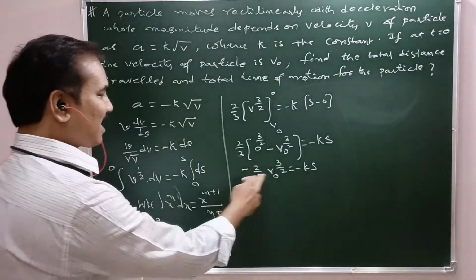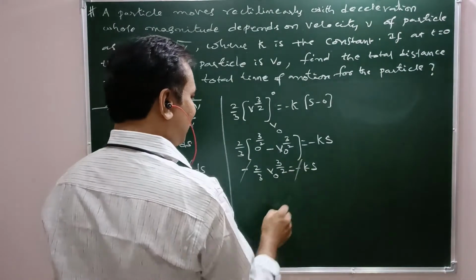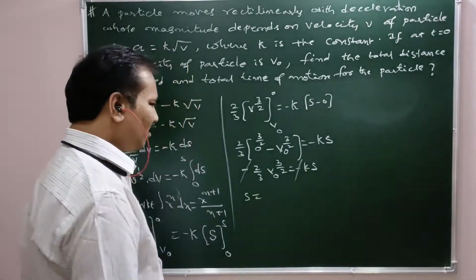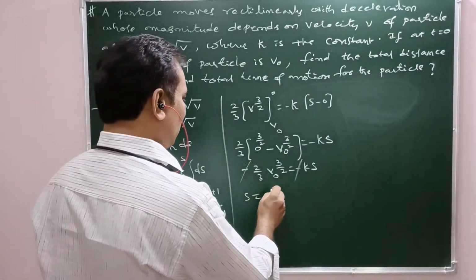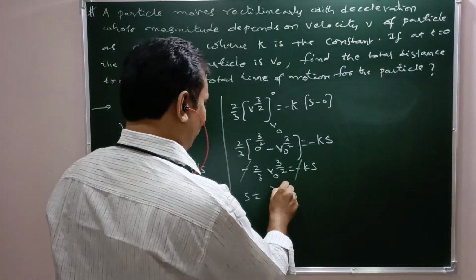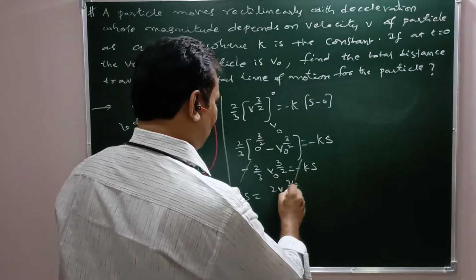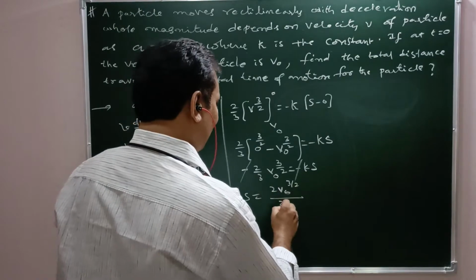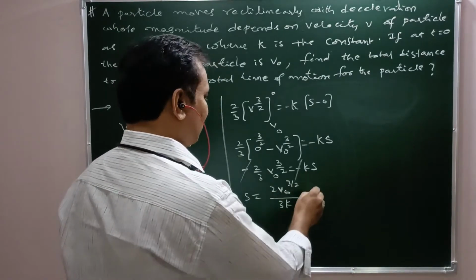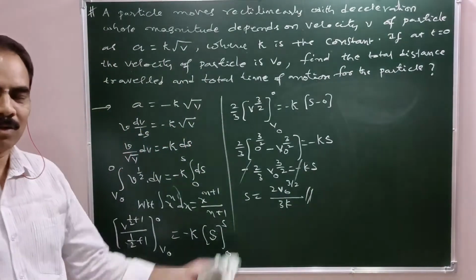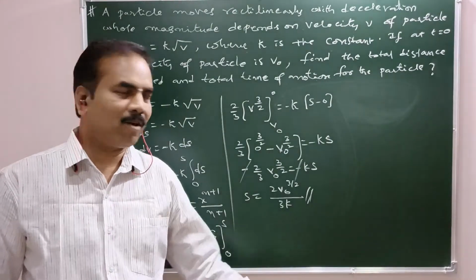Okay, so the minus signs cancel, and we are left with s equal to 2 v0 power 3 by 2, whole divided by 3 into k. So this is the total distance covered by the particle before coming to rest.